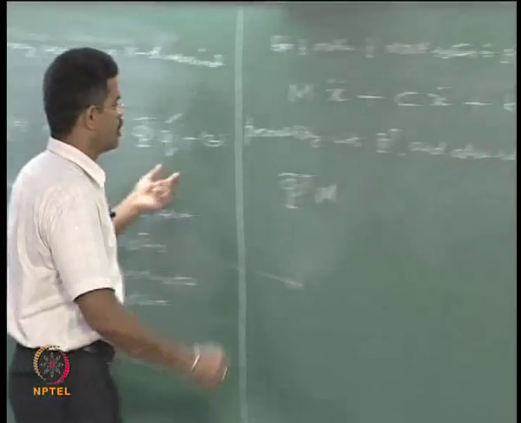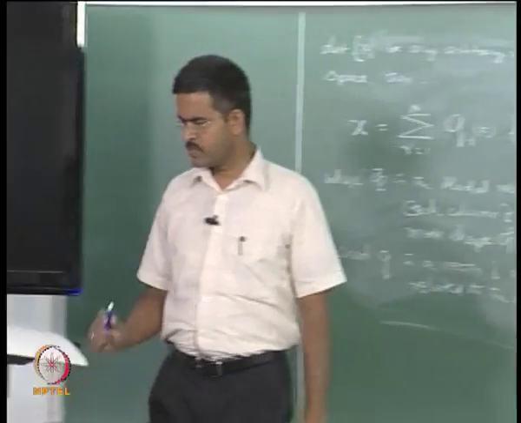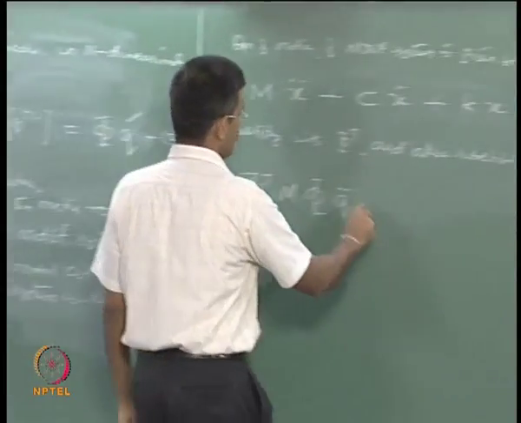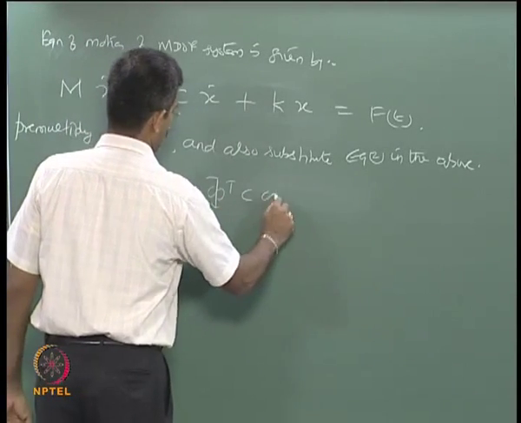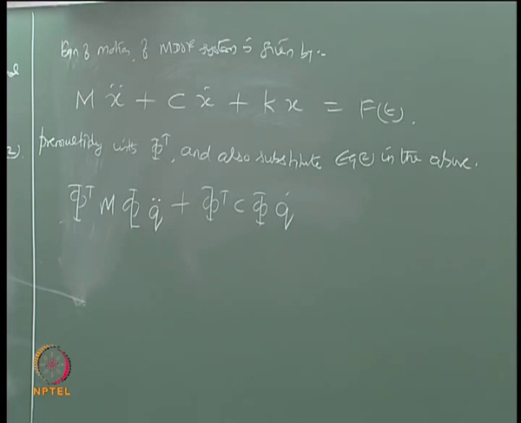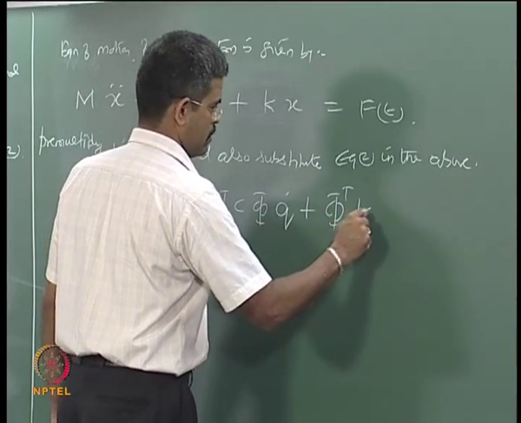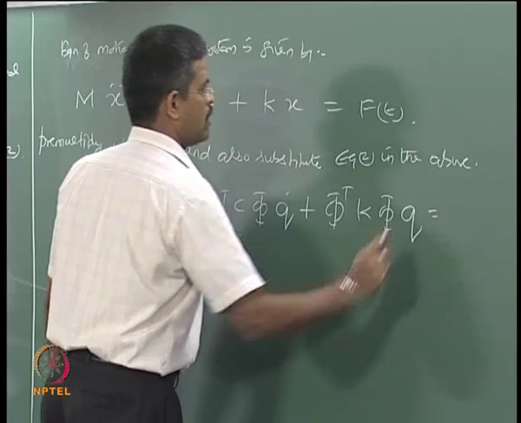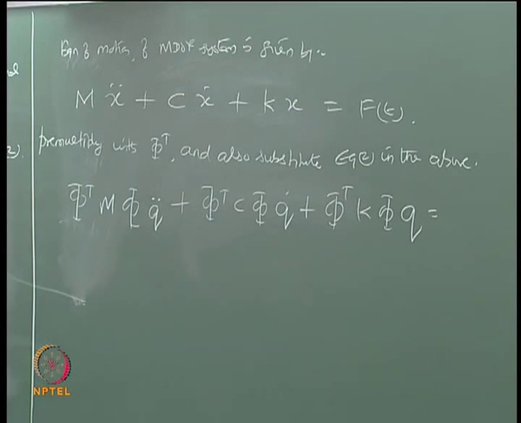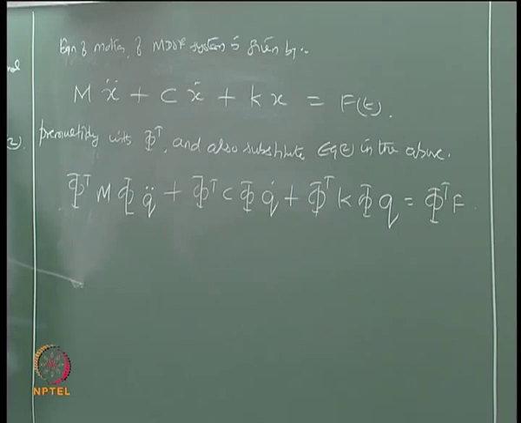So, I can say phi transpose m phi q double dot plus phi transpose c phi q dot plus phi transpose k phi q is phi transpose of f. Let me call this equation number 3.